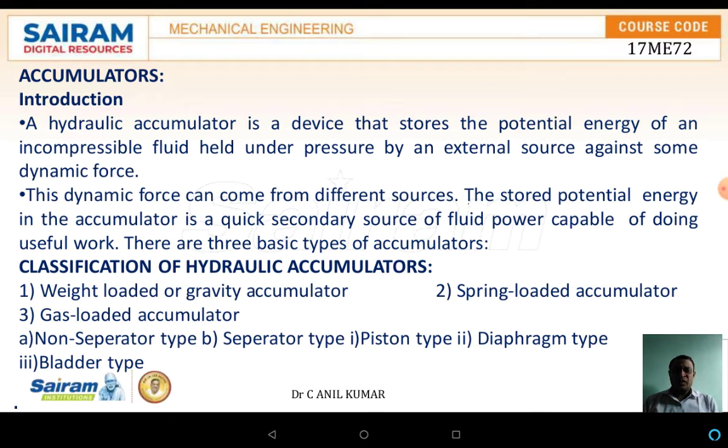The storing of potential energy in an accumulator is a quick secondary source of fluid power capable of doing useful work. The accumulators are classified into weight loaded accumulators, spring loaded accumulators, and gas loaded accumulators. Even the gas loaded accumulators are classified into non-separator and separator types. The separator type is classified into piston type, diaphragm type, and bladder type accumulators. These are the broad classifications, but in general they are classified into weight loaded, spring loaded, and gas loaded.